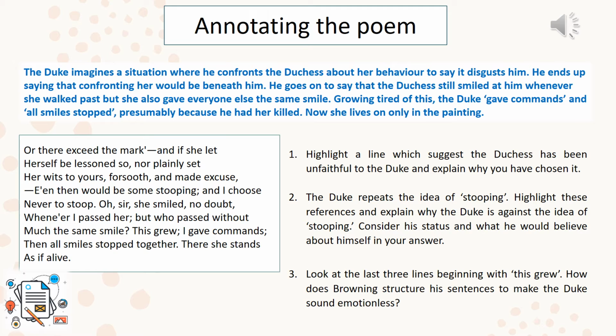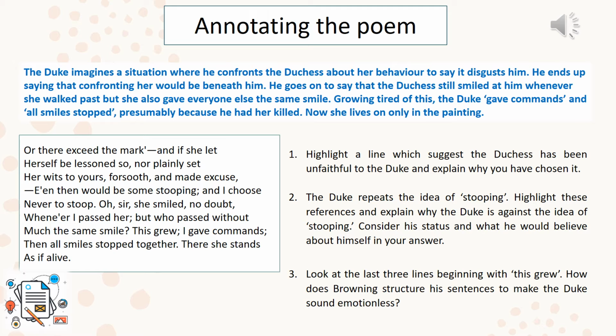So you need to highlight a line which suggests the Duchess has been unfaithful to the Duke and explain why you have chosen it. You then need to look at the Duke repeating the idea of stooping, so going low. You need to highlight these references and explain why the Duke is against the idea of stooping. Even if you do that in note form, that's absolutely fine. Consider his status and what he would believe about himself in your answer.